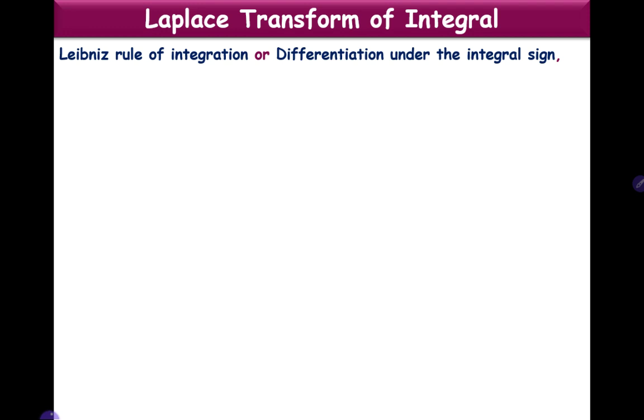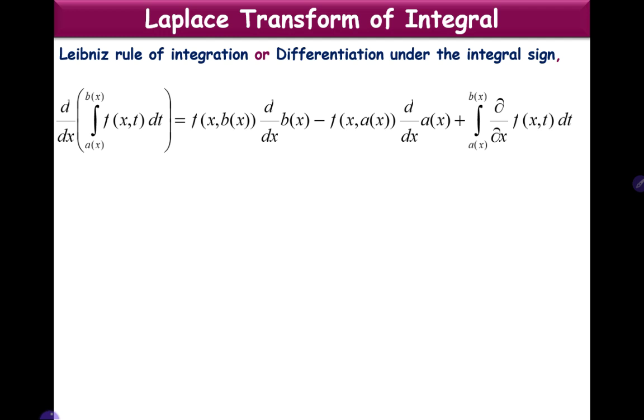Leibniz's rule of integration or differentiation under the integral sign states this: d by dx of integral f of x comma t dt within the limits a of x to b of x. The limits are functions of x, a of x, b of x, and the function is f of x comma t dt. This is equal to f of x comma b of x into derivative of b of x minus f of x comma a of x into derivative of a of x plus integral a of x to b of x dou by dou x of f of x comma t dt.